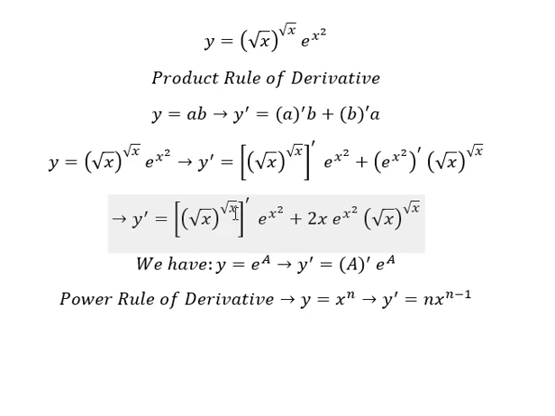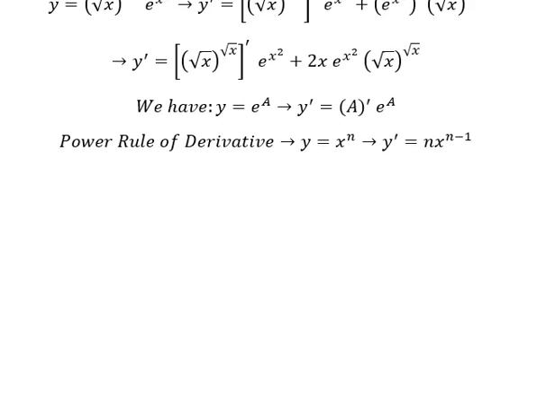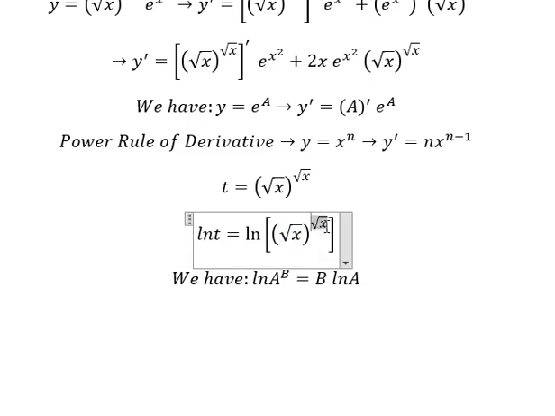Now I will show you how to find this integration. So in this one, I will put t equals to this one. The next one, I will put natural log for both sides. So we have the next one. So this one, that is about capital A. This one, that is about capital B. Now we need to transform this one into this one. And we have like this.